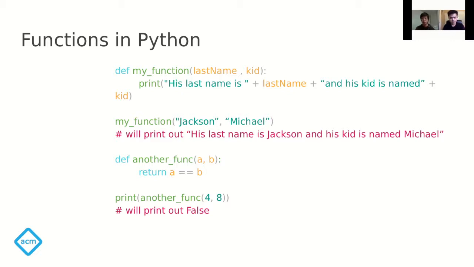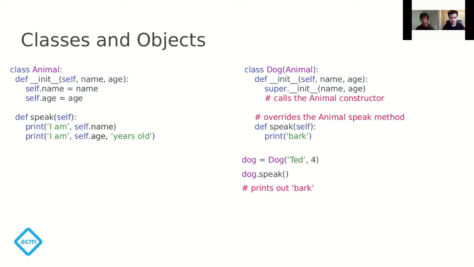Our other function we have here is called another func, and it takes in two parameters, A and B, and it basically returns a check to see whether or not A equals B. So if we call this function with the arguments 4 and 8, this will check to see that 4 is equal to 8, which it isn't, so it prints out false. So that's functions. Then we talked about classes and objects.